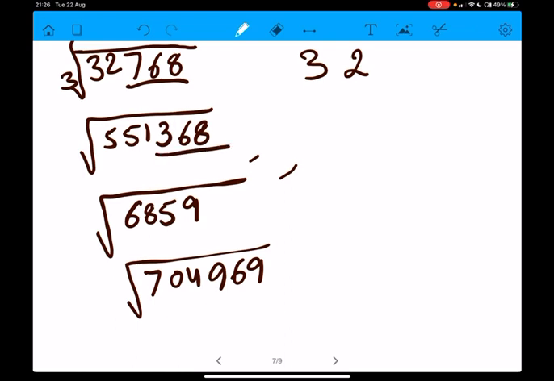368, again it ends with 2. 551: 8 cube is 512, 9 cube is 729, so it is 82.